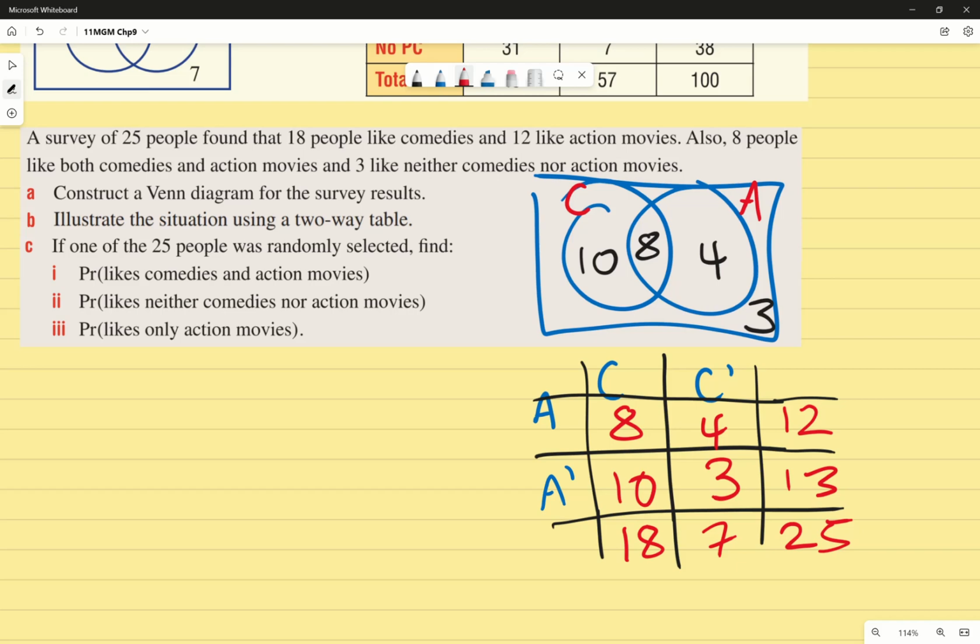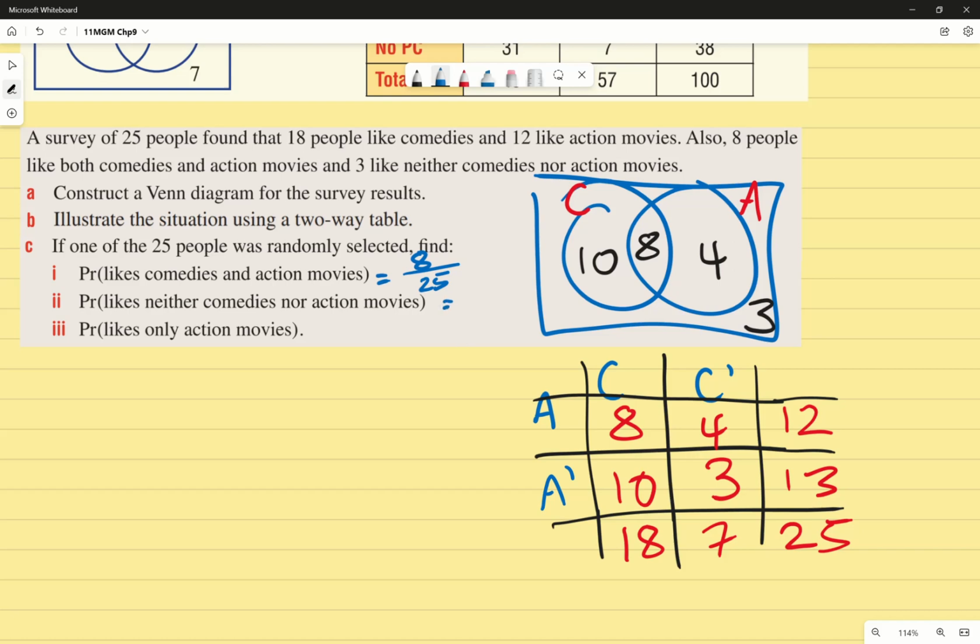Speaking of, question C, if one of the 25 people was randomly selected, find the probability they like comedies and action movies. So the probability of action and comedy, so and means both of them. It's a very clear distinction that needs to be made. Yeah? If it's action or comedy, it could be one or the other, and we just add those probabilities. But it's action and comedy, which means it has to be the overlap. What's the overlap number? 8. Out of a total of 25. Done.